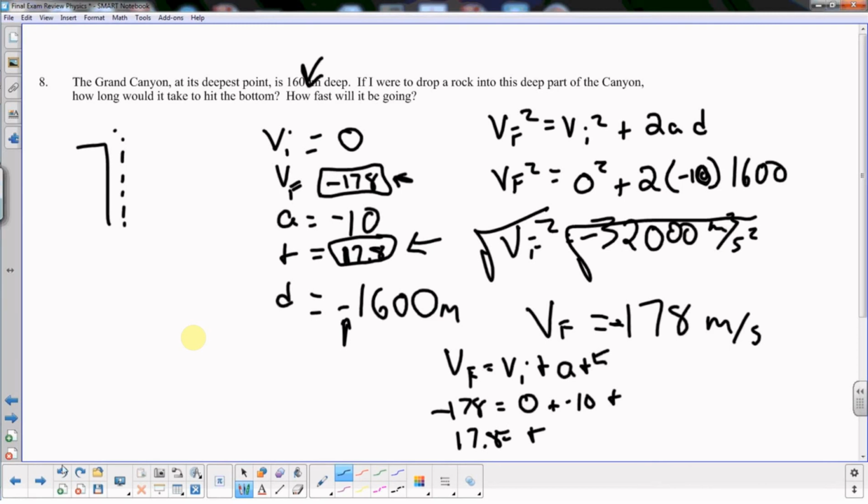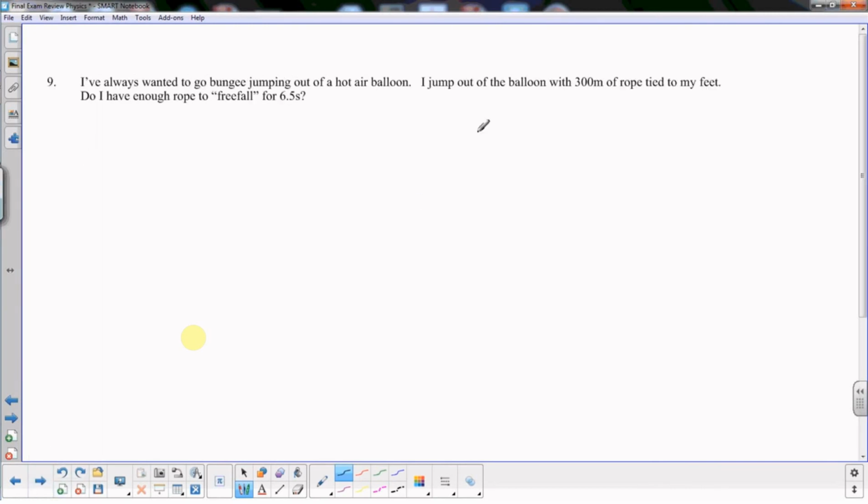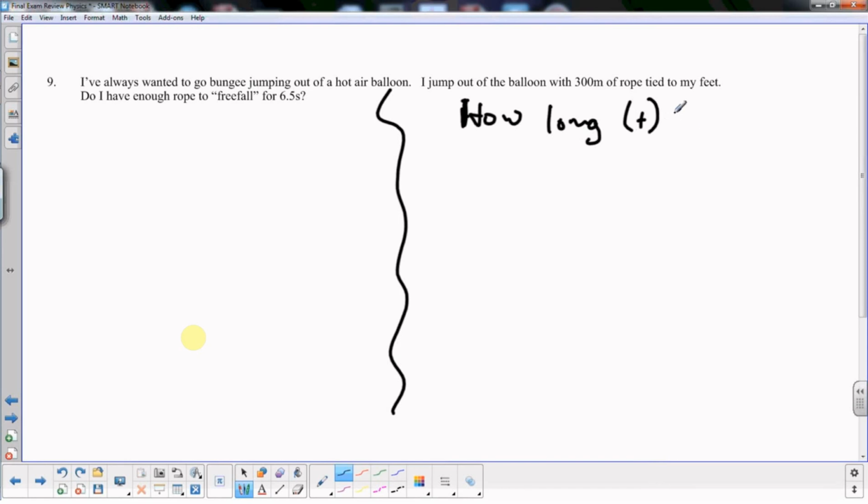I've always wanted to go bungee jumping out of a hot air balloon. I jump out of the balloon with 300 meters of rope tied to my feet. Do I have enough rope to free fall for 6.5 seconds? There are two ways you can do this. One of them is to figure out how much time will 300 meters of rope buy me? The other way to do it is how much rope for 6.5 seconds of free fall. I can do both here.